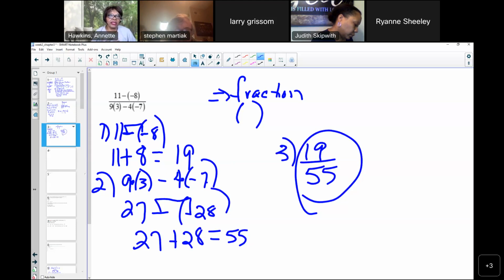So this is looking at order of operations. And notice how I broke this down to keep it from being so distracting and terrifying. I did the top, which is this. I did the bottom, which is this, and then I put them together.